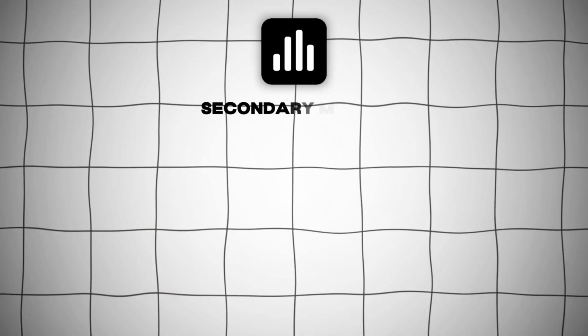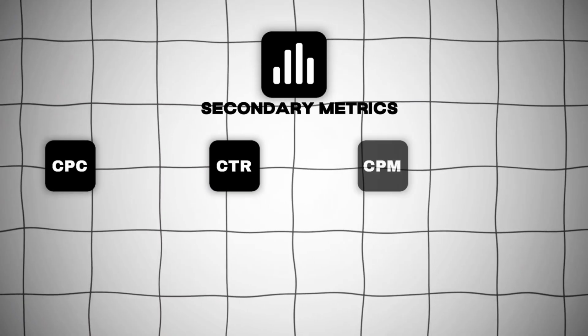Most important secondary metrics are CPC, CTR, CPM, and hook rate.